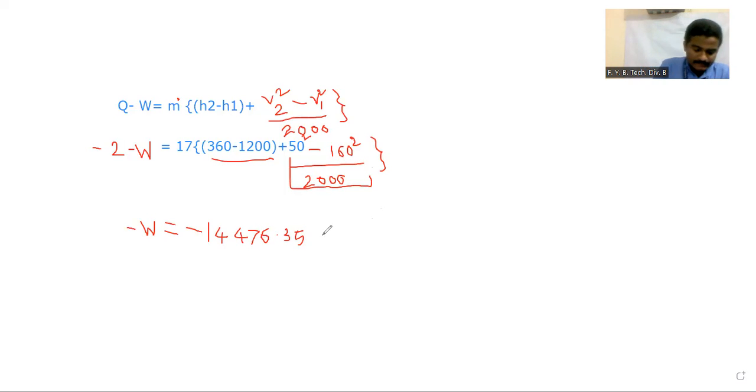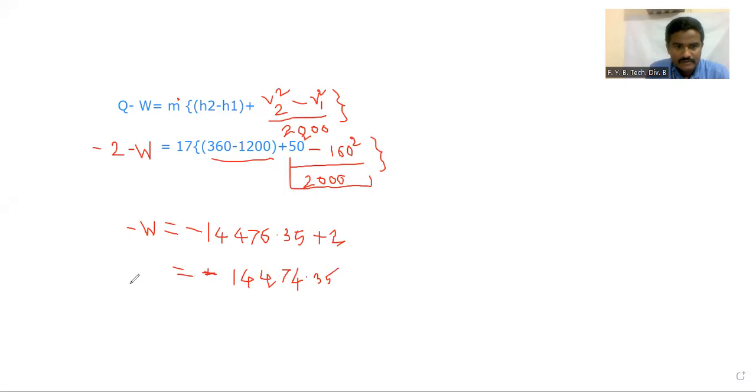So what is it finally? W is equal to 40,474.35 kilojoule per second. Correct. Minus, that is plus directly. If you add plus 2, you will get minus 14474.35.